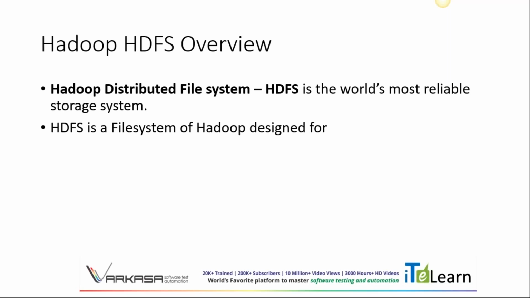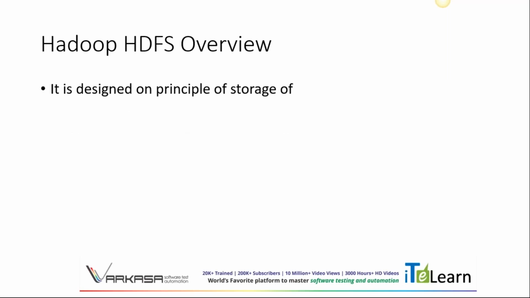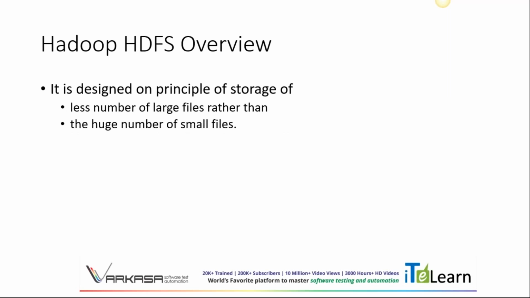HDFS is a file system for Hadoop. It is designed for storing very large files running on a cluster of commodity hardware. Commodity hardware means cheap hardware, not very expensive. For example, you have a desktop with 1 terabyte of RAM, a very small machine, because it has commodity hardware, very inexpensive hardware. And it is designed on the principle of storing a smaller number of large files rather than a huge number of small files.